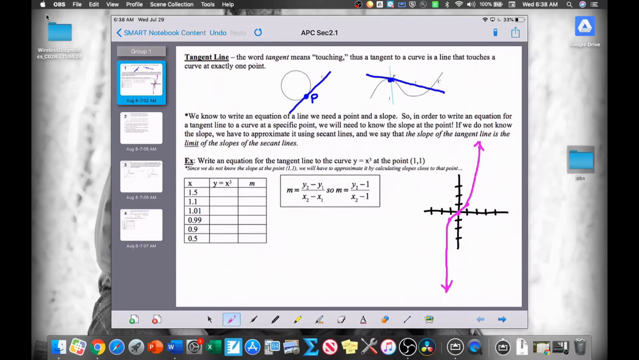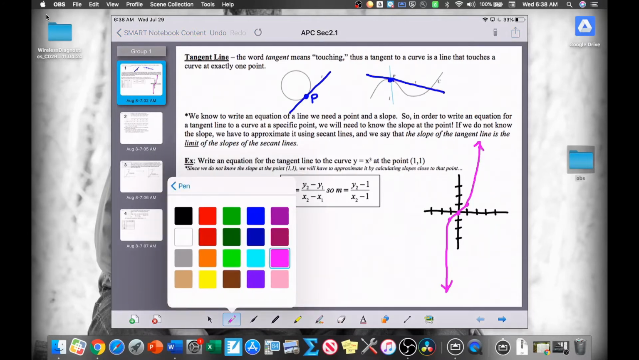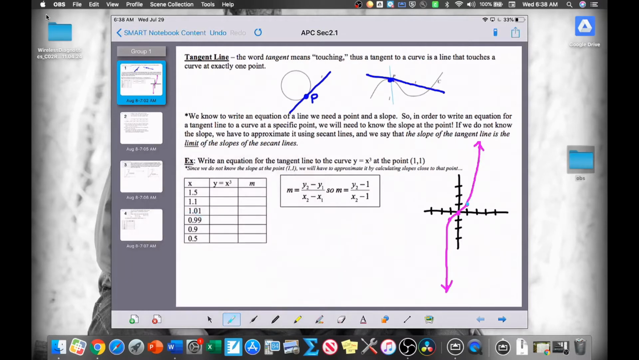And if we're asked to write an equation of the tangent line to the curve at the point (1, 1), then our point of tangency is this point right here. And so we want to figure out what the equation of the line is that touches our curve y equals x cubed at that exact point. So something that looks approximately like that.